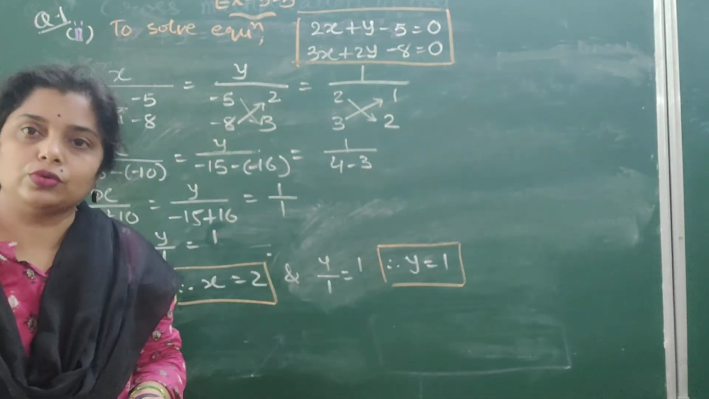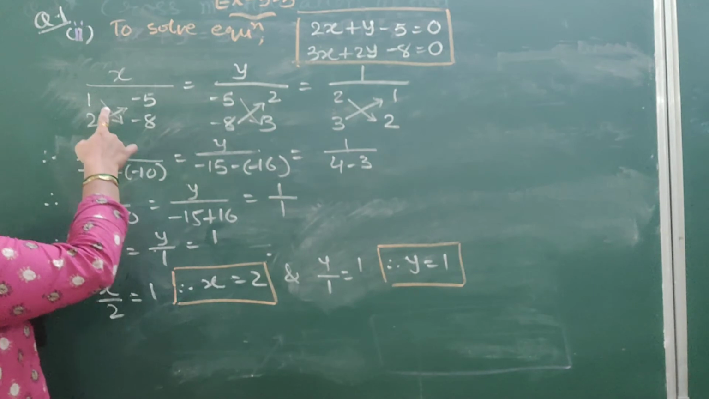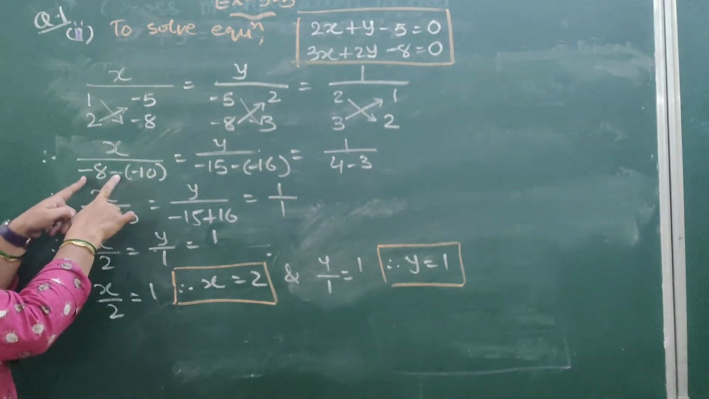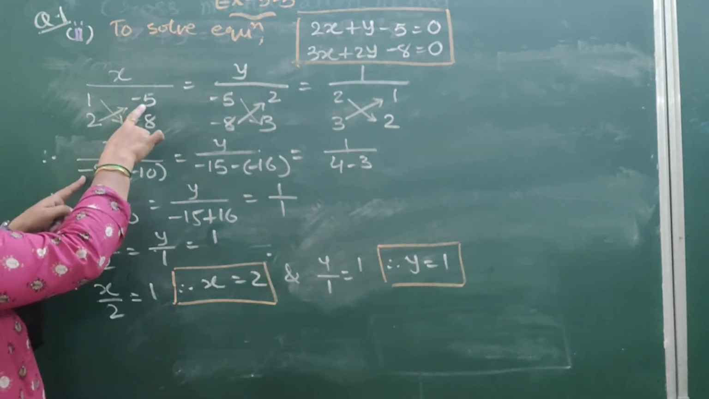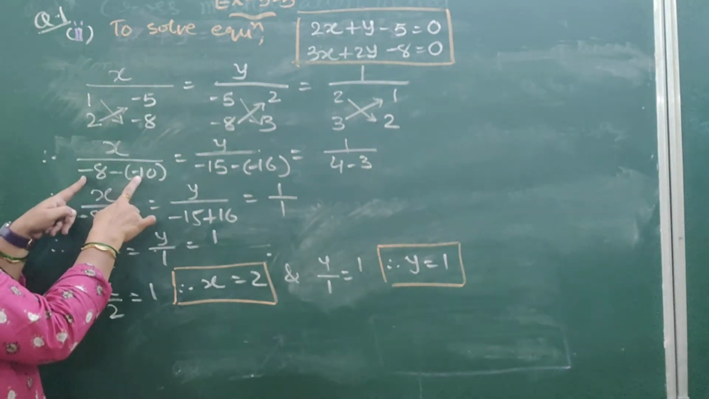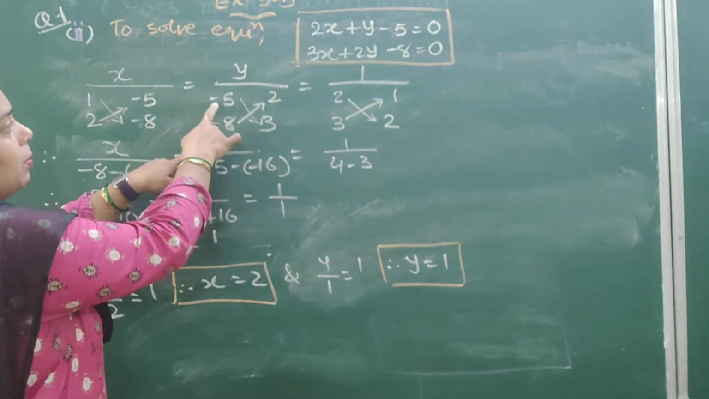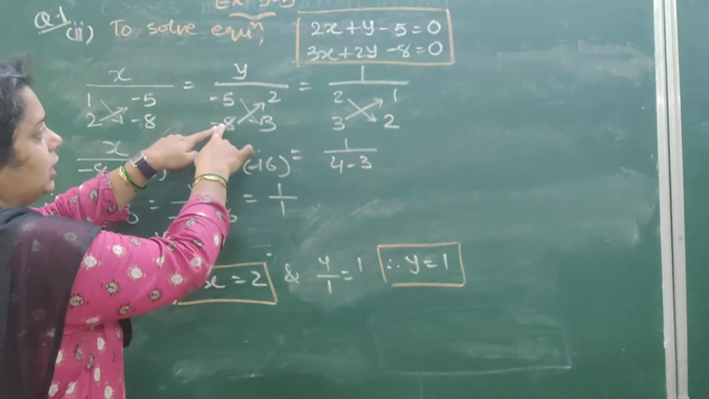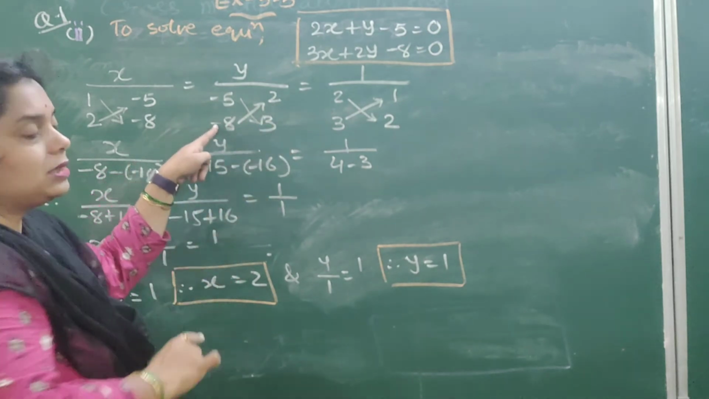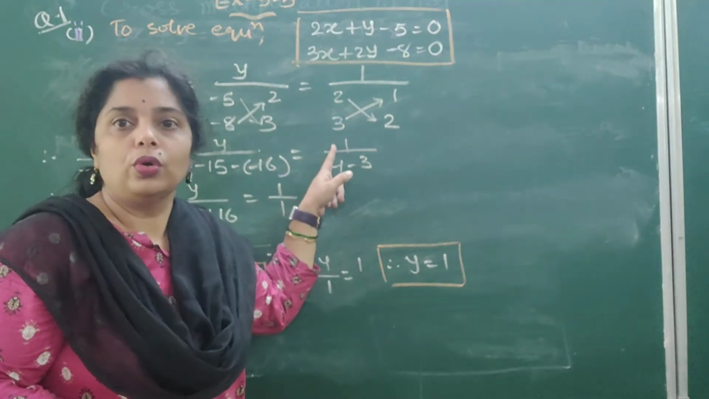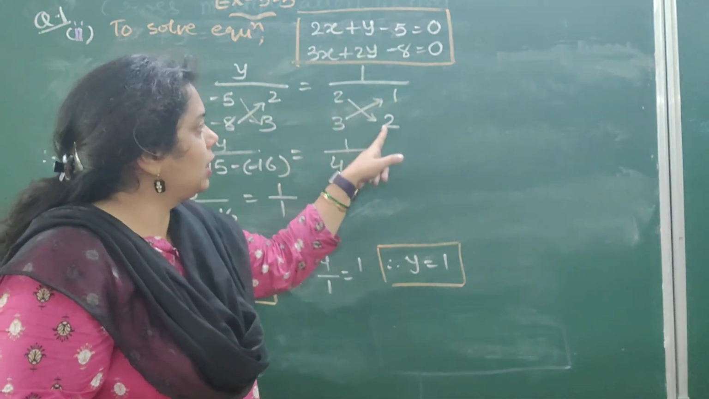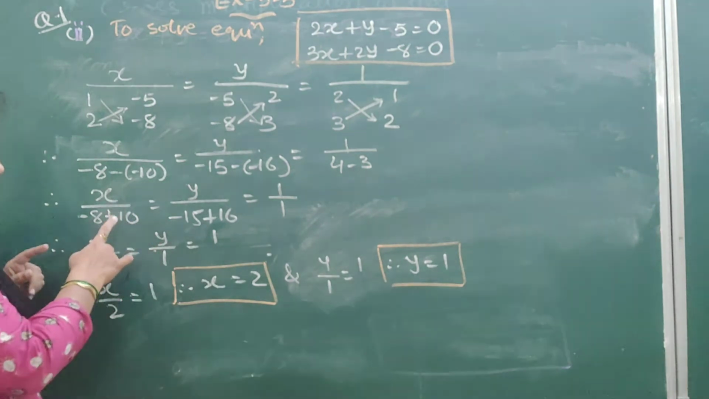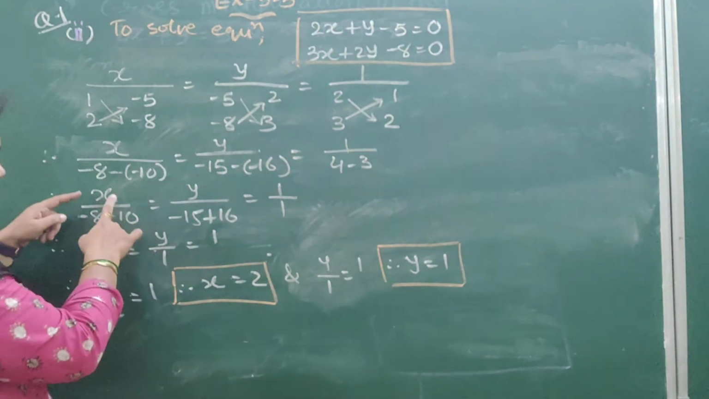Now the next step is to do the cross multiplication. So here 1 into minus 8 is minus 8, and minus 5 into 2 is minus 10. Then minus 5 into 3 means minus 15, and minus 8 into 2 is minus 16, is equal to 1 by 2 times 4 minus 3. Like that, then you have to do a simplification.